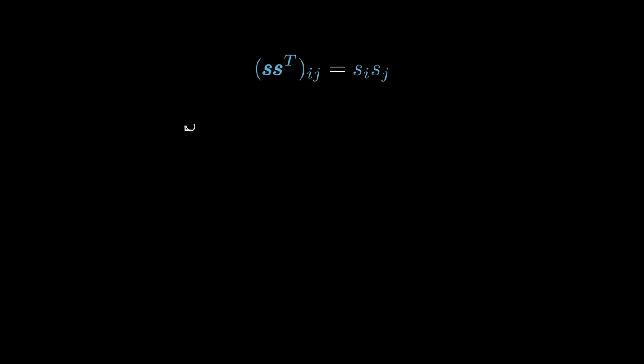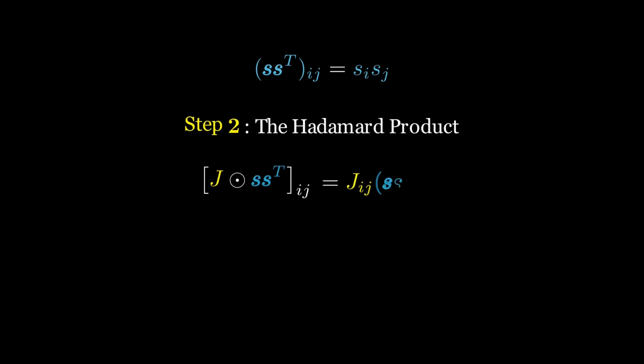Next, we introduce the Hadamard product, denoted by the circle symbol, which is just a fancy term for element-by-element multiplication between two matrices of the same size. The Hadamard product of the interaction matrix J and the SS transpose matrix is just a new matrix where each element is Jij times Si Sj.